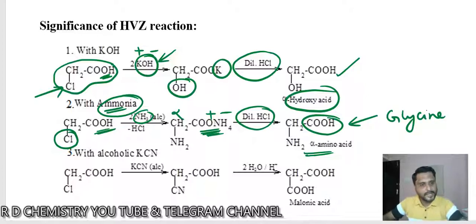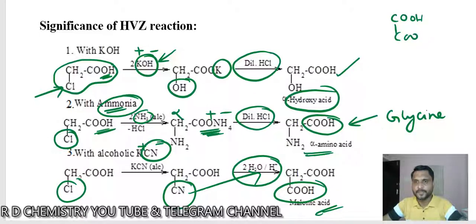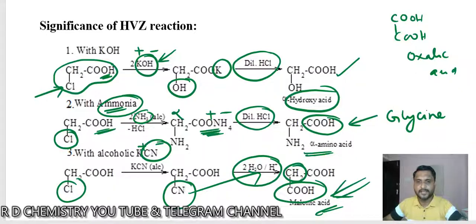Okay. Now next one, with one more nucleophile, cyanide. Cl can be replaced by the cyanide group, and cyanides on hydrolysis give rise to the carboxylic acid. A carbon atom attached to two COOH groups is called malonic acid. We have got dicarboxylic acid like this, this is oxalic acid. If there is one extra CH2 group in between, this becomes malonic acid. Okay, right?